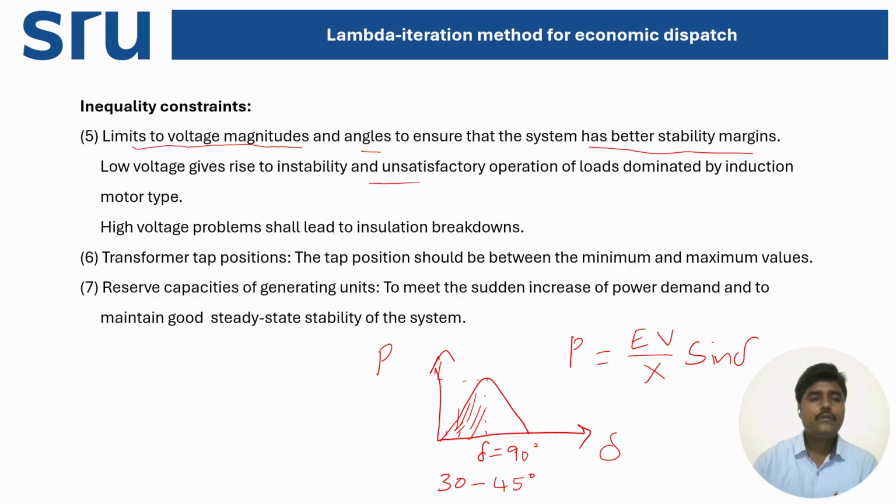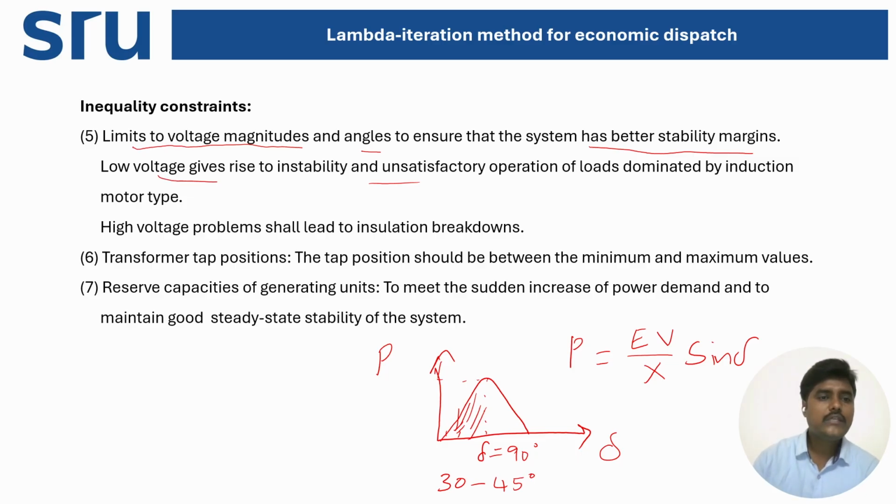So here the voltage magnitudes also should be limited. Suppose if you are operating any equipment beyond its maximum voltage, then ultimately the dielectric strength of insulation materials will decrease. Then insulation damage will occur. That is what insulation breakdown will occur. So all the systems should operate within the voltage limits only.